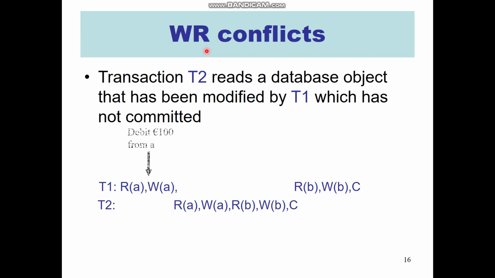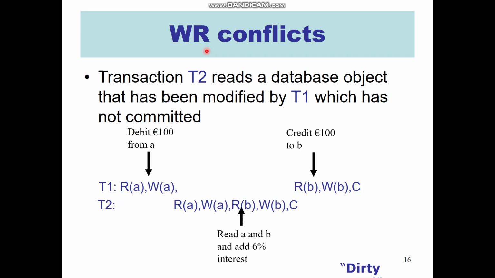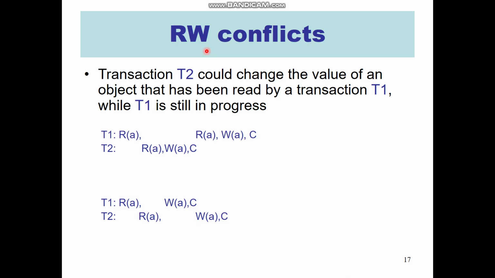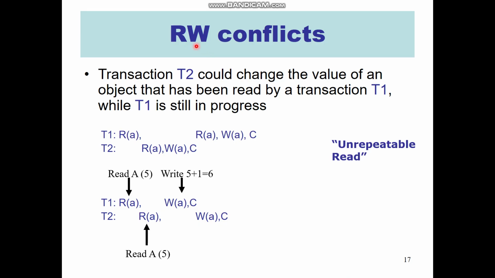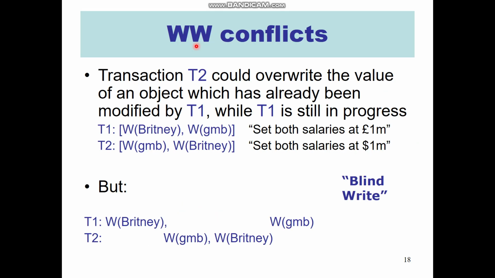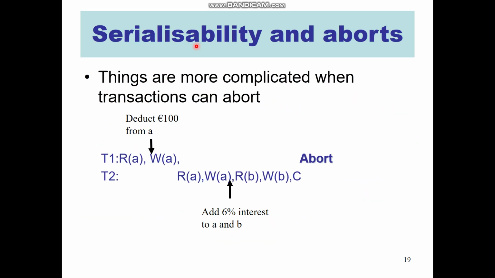Similarly, other conflicts can be read-write conflicts and we have write-write conflicts. So if we have a transaction, we write A here, and then we do the abort. What is happening then?